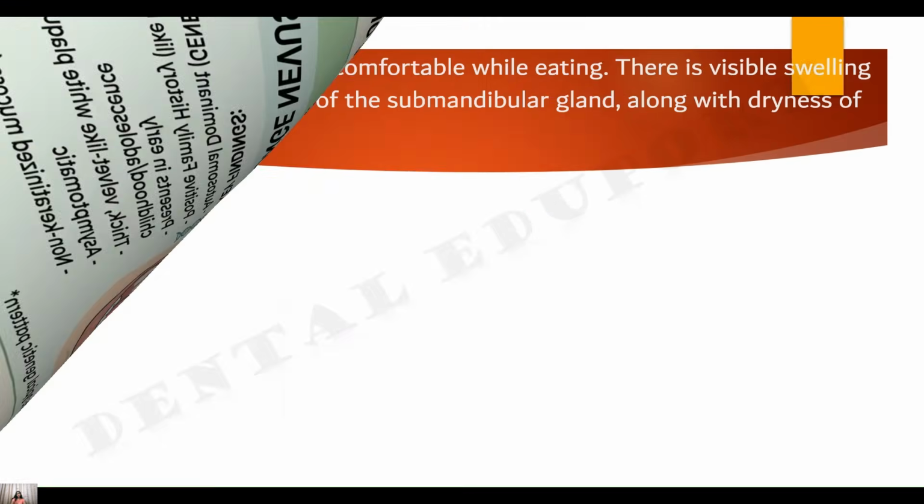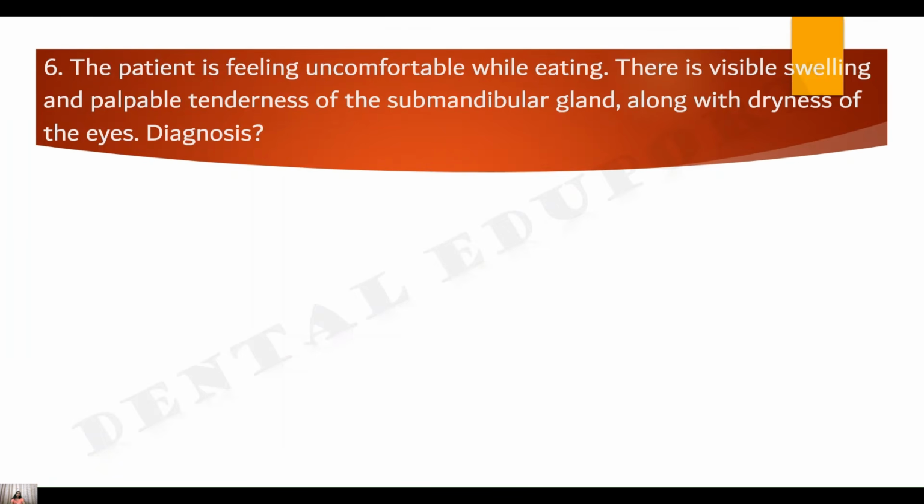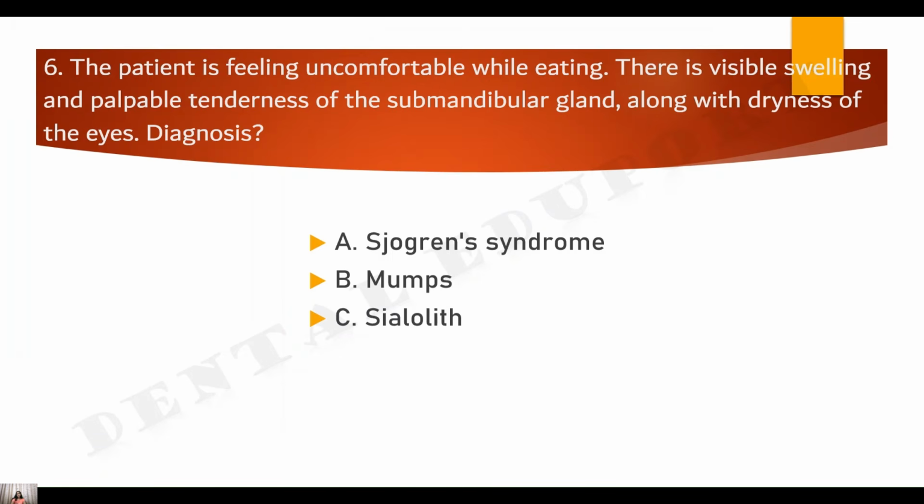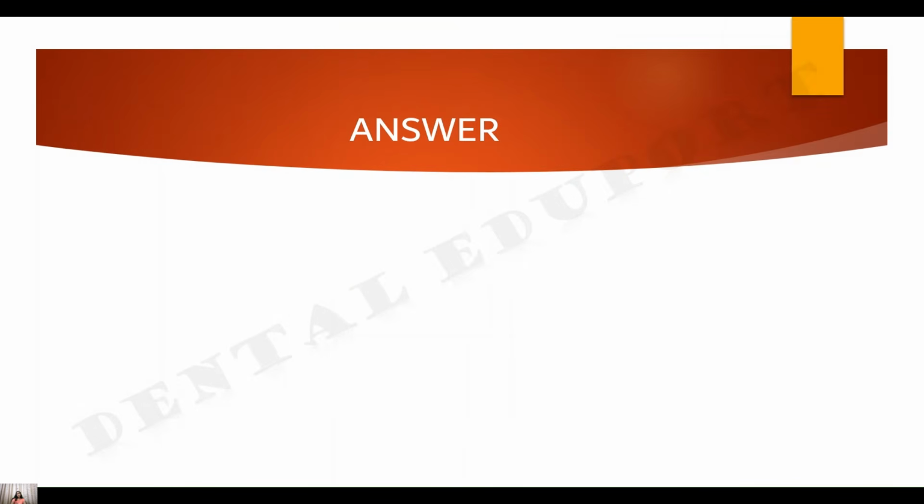Moving on to next question. The patient is feeling uncomfortable while eating. There is visible swelling and palpable tenderness of the submandibular gland, along with dryness of the eyes. Diagnosis. The options are A. Sjogren's syndrome, B. Mumps, C. Sialolith, D. None of the above. The answer here is A.